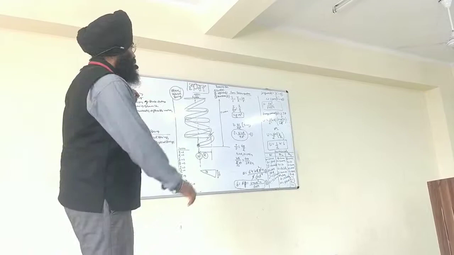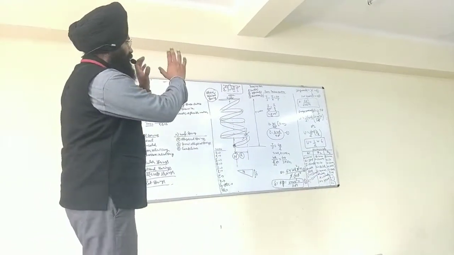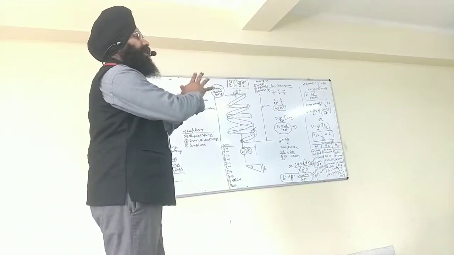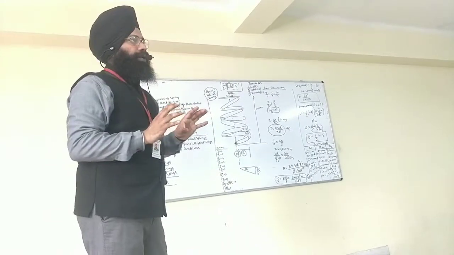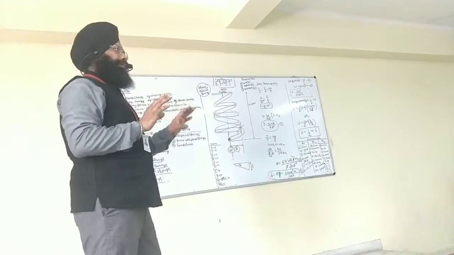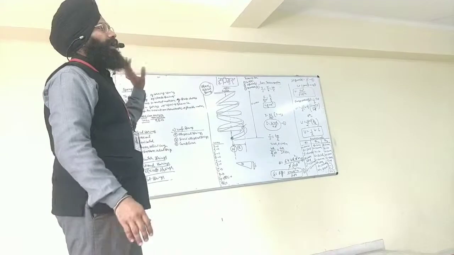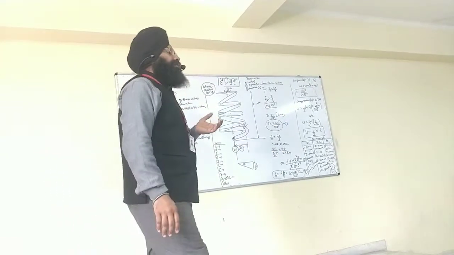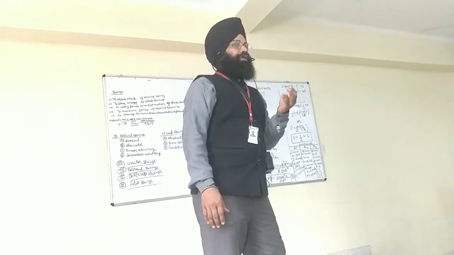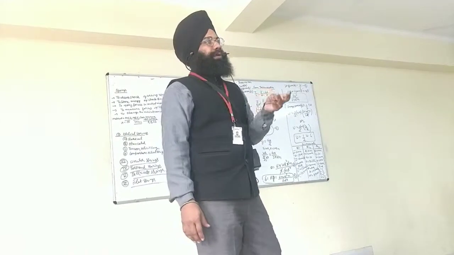So basically, out of these 5 relationships, you can easily calculate any numerical related to open coil helical spring. So in this case, we are finished with open coil helical spring. In next class, we will be doing the closed coil helical spring and the elliptical spring.